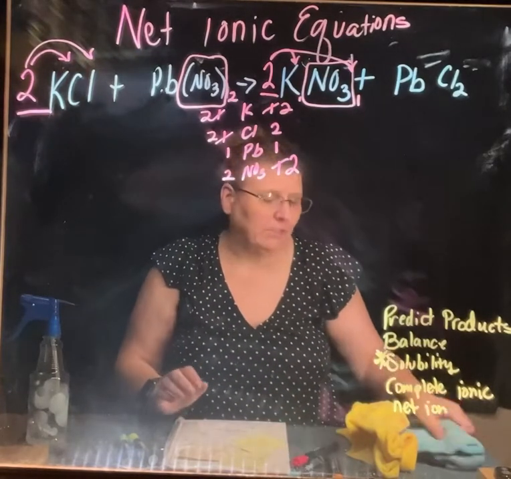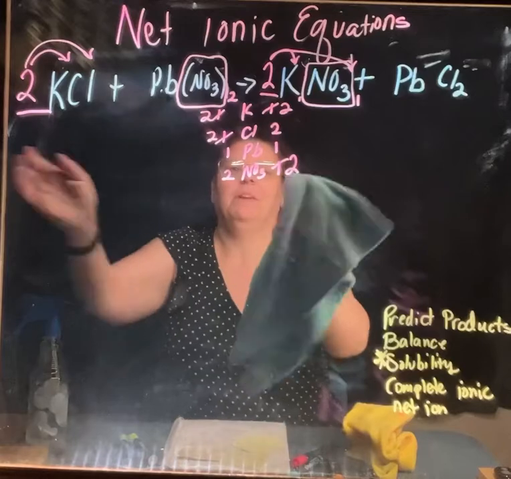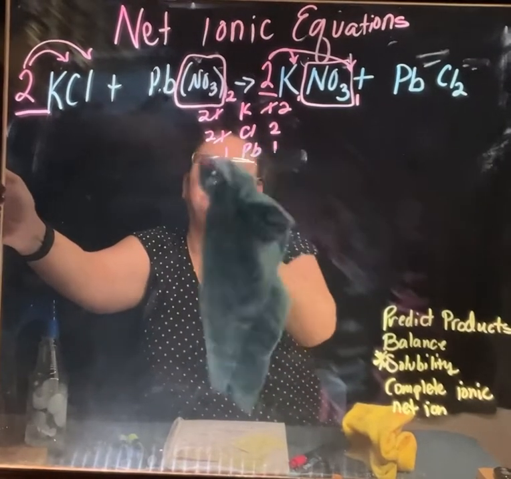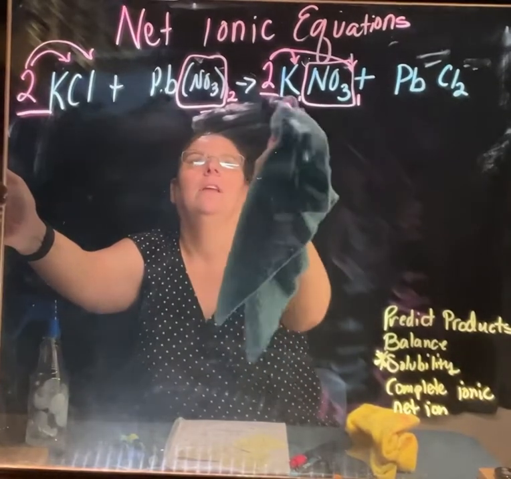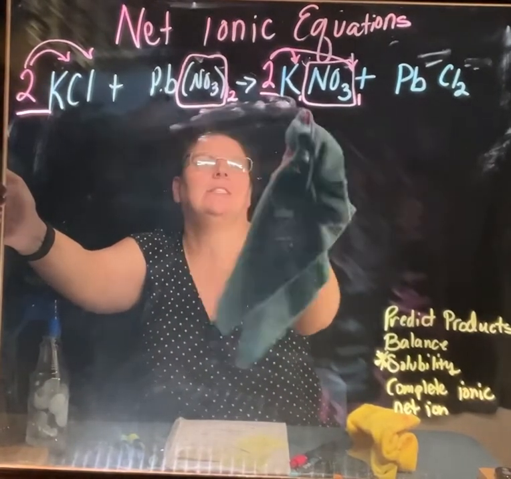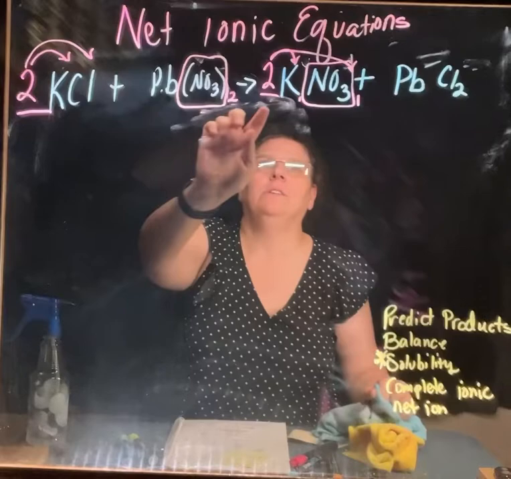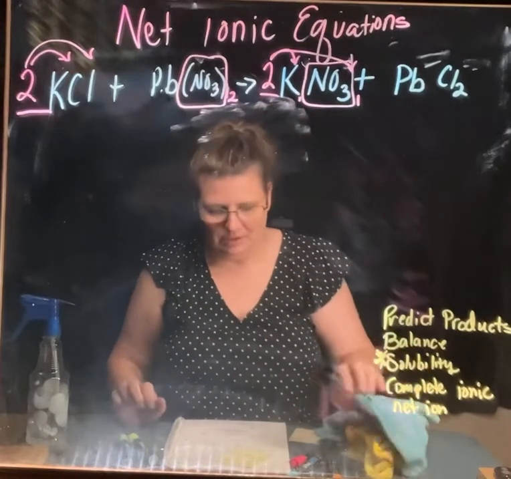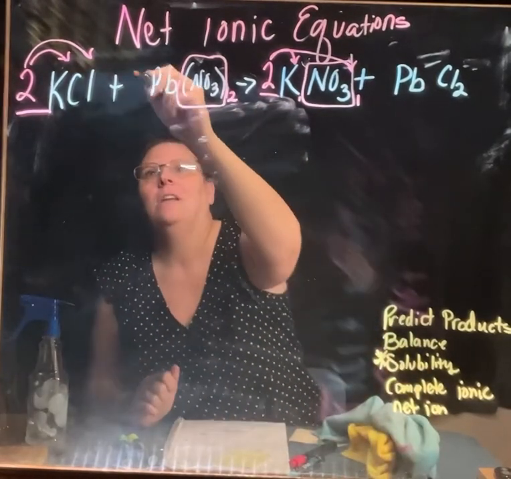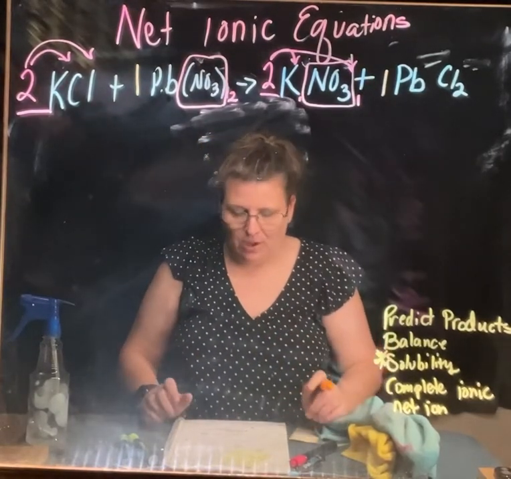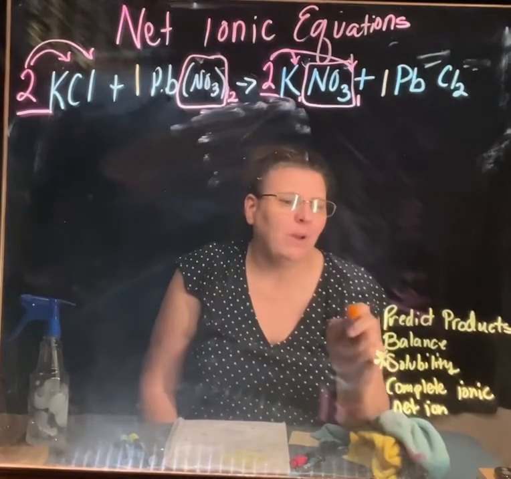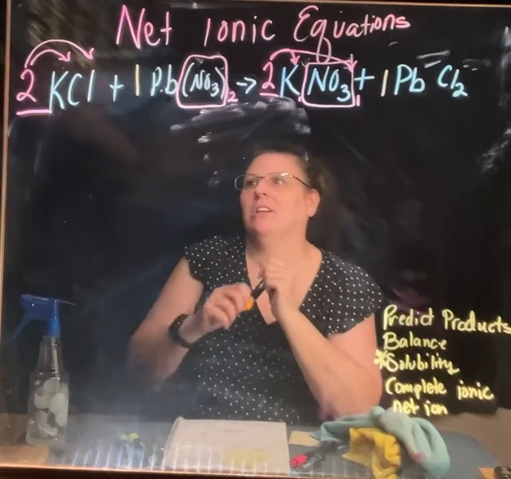So far, hopefully you guys are following me pretty well. I'm going to go ahead and get rid of this because I don't need it anymore, since I've got it balanced. Hopefully you guys can still see that it's a 1, 1, 2, 1 ratio. If you want to go ahead and add those in, go ahead and put those 1s in there. Okay? So we've predicted the products, we've balanced the equation, now we have to check solubility.